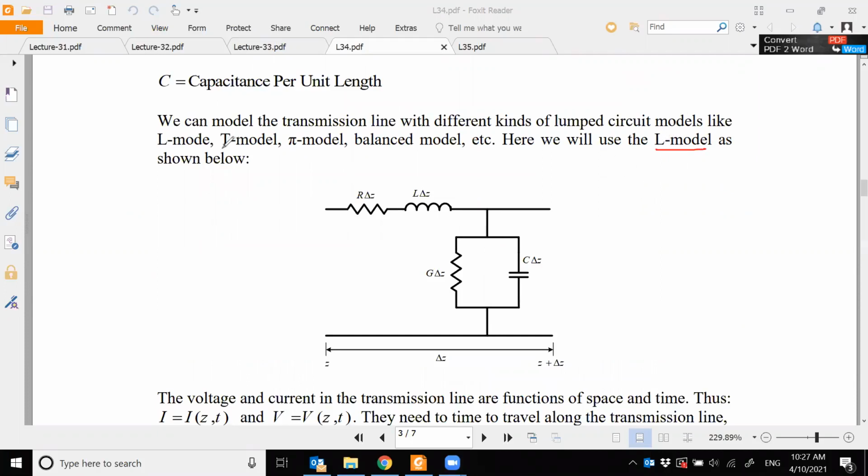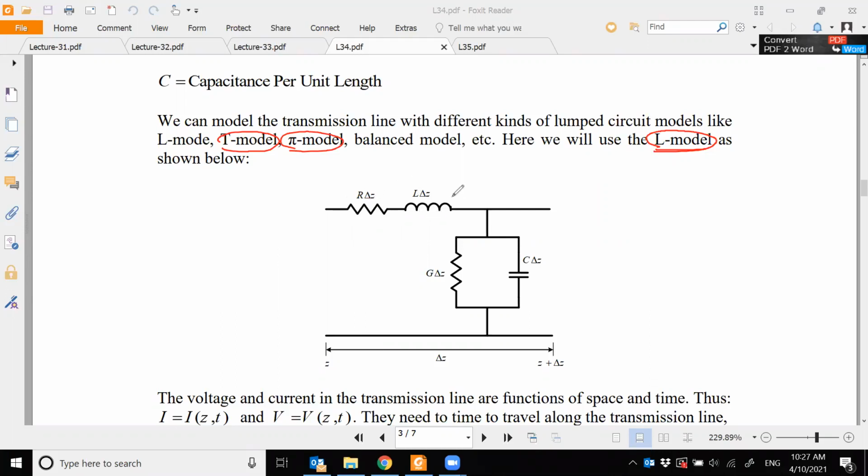There are other models like the T model and pi model, but we are using the L model. In the L model, you have a resistance R. I'm multiplying it by delta Z in order to show it as a lumped element, because R is my resistance per unit length. If this is the length of my transmission line delta Z, starting at point Z and ending at Z plus delta Z, then I put the resistance of this transmission line as a lumped element here, R times delta Z.